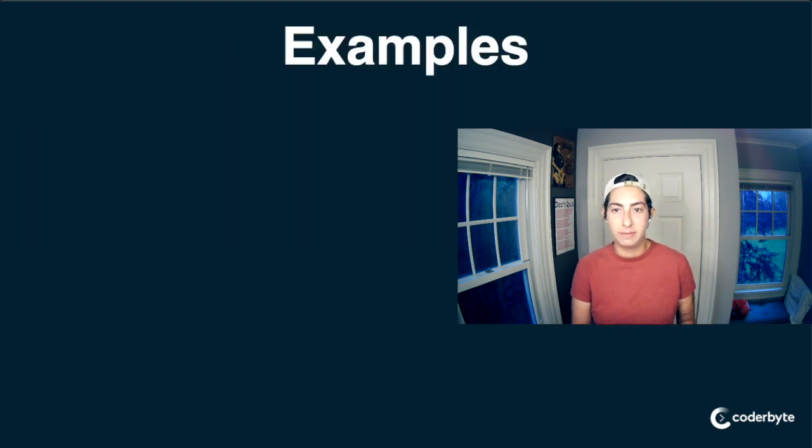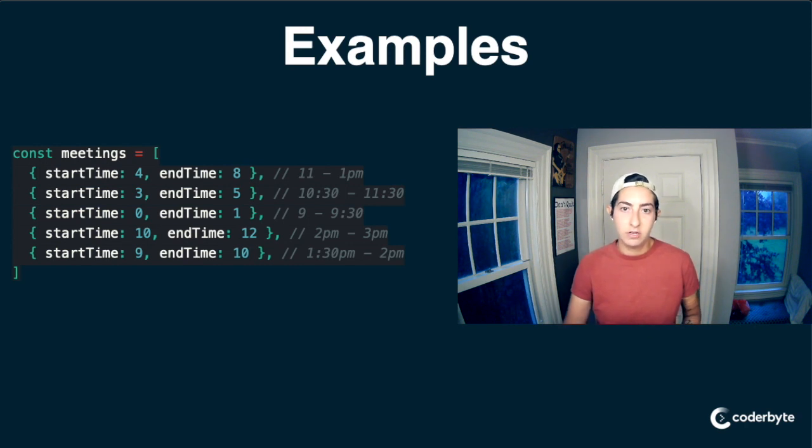So here are some examples of inputs we're going to get to this function. Here we have a meetings array, const meetings, and we have some start times and some end times. You'll see here that these are all integers, and in the comments I've put what those integers actually denote. So here we have a start time of 4 and an end time of 8. What does that mean? It's 11 a.m. to 1 p.m. So what are the integers and how do they map to the times?